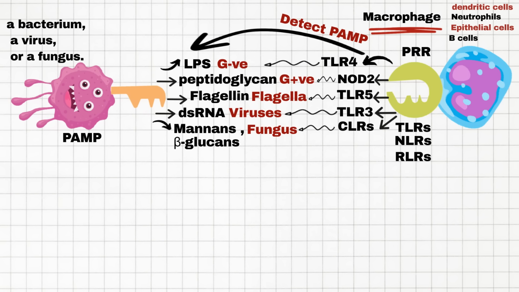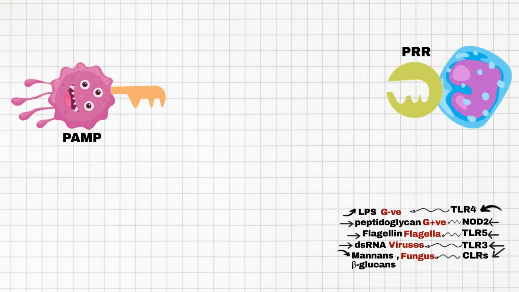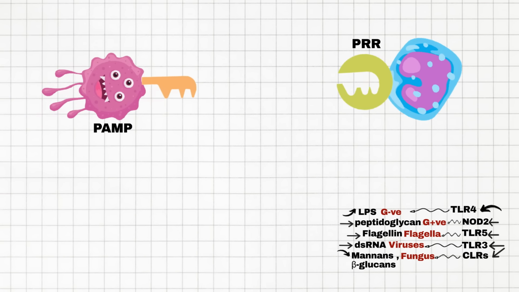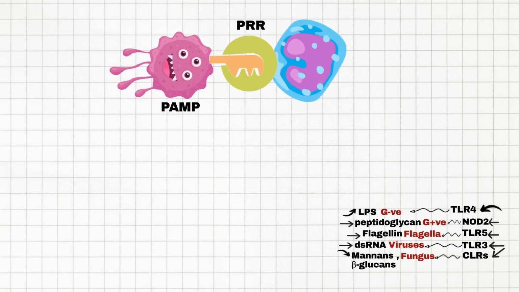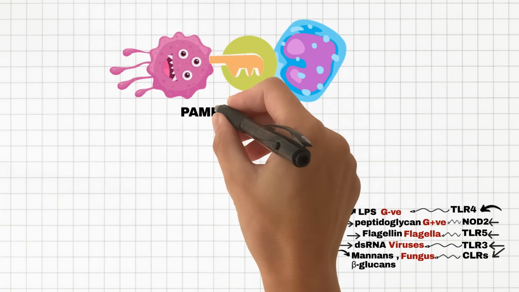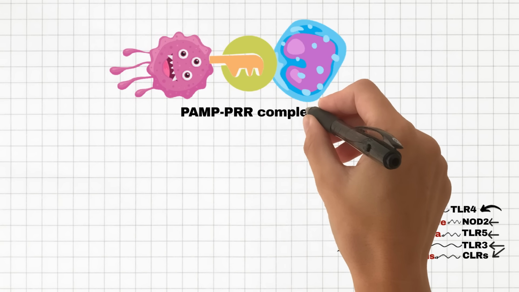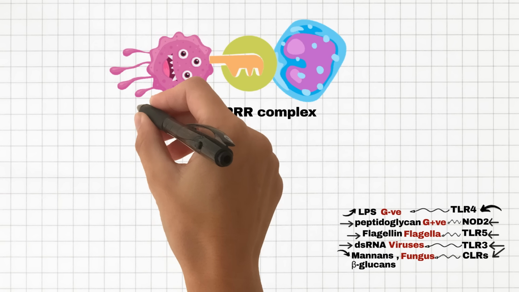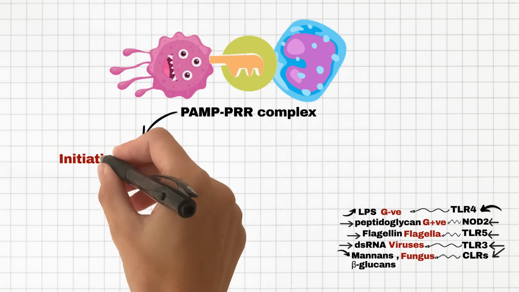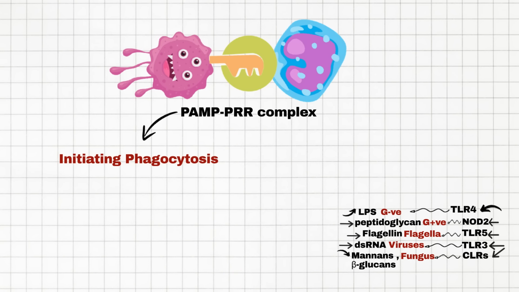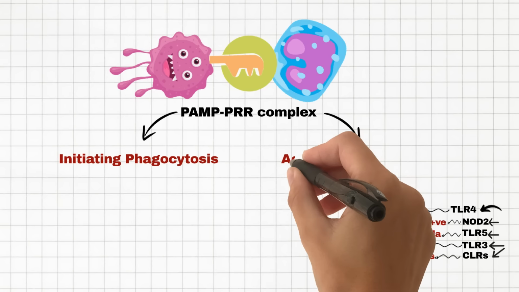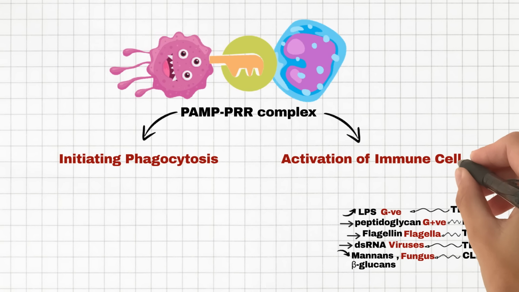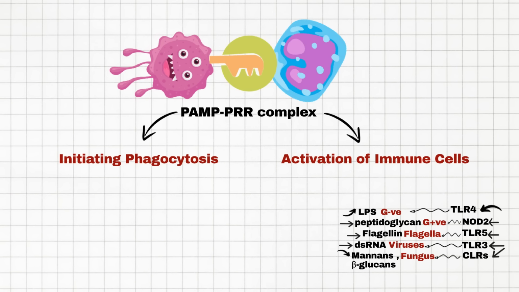Not only do pattern recognition receptors recognize pathogen-associated molecular patterns, but they also bind to them in a lock-and-key fashion, forming a PAMP-PRR complex. Once this complex is formed, it performs two very important roles. It opens two locks: 1. Initiating phagocytosis, and 2. Activation of immune cells. First, let's talk about how it initiates phagocytosis.